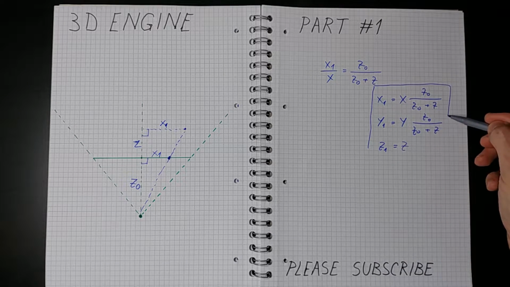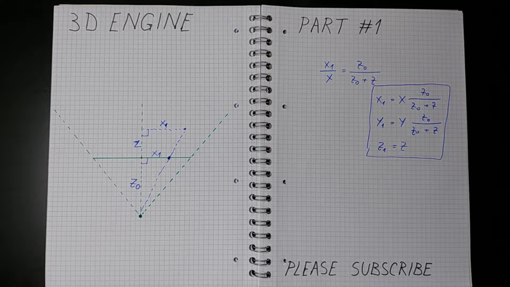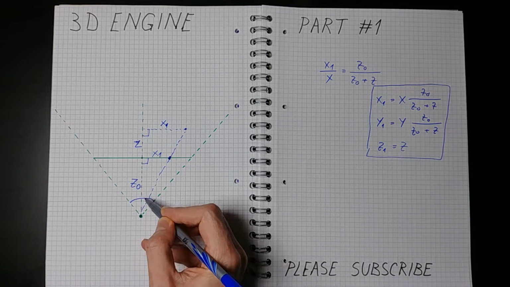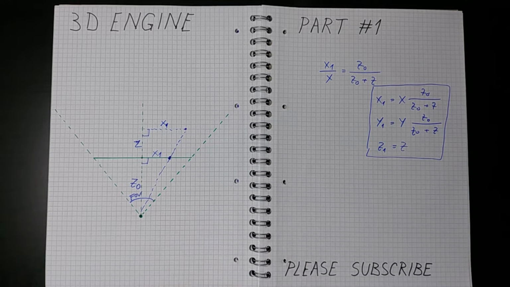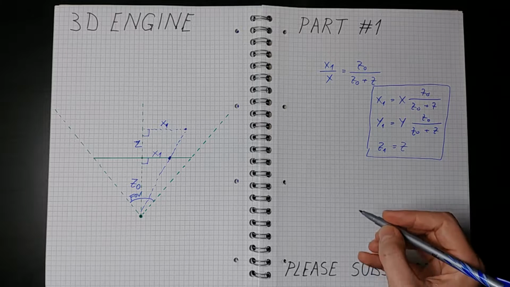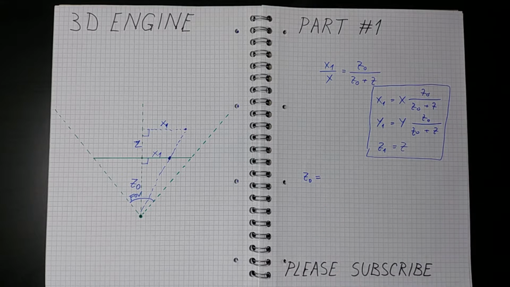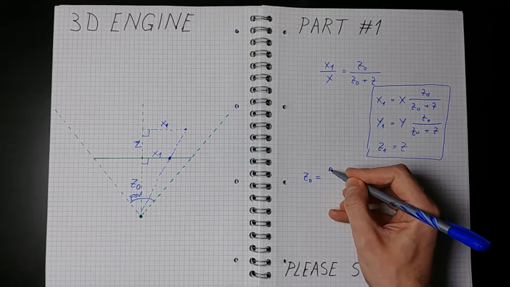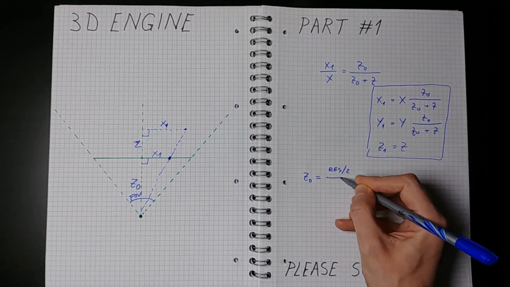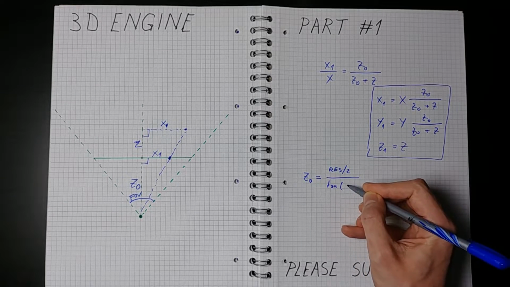But in these formulas, the only thing we don't know right now is z0, the distance between the eyes and the screen. To calculate it, I will use something called field of view, which is this angle right here. That is more or less fixed in 3D games, but even if it's not, we can calculate z0 easily based on it, using this geometry formula. Resolution divided by 2, divided by the tangent of half of the field of view angle.